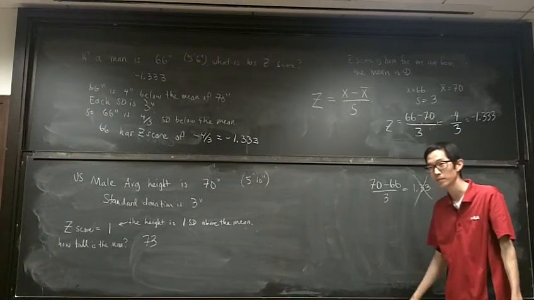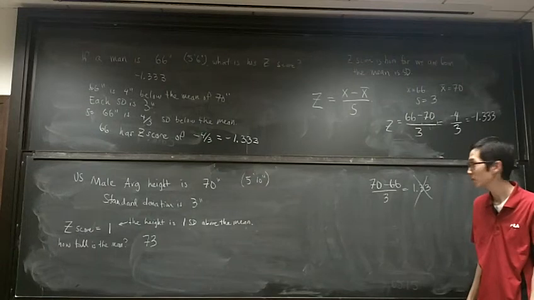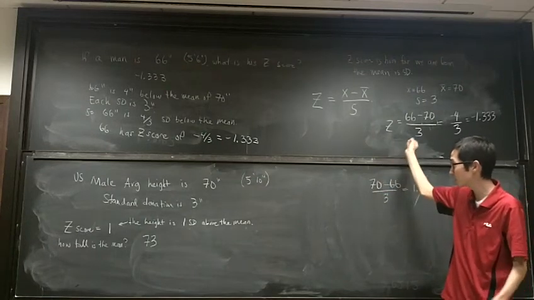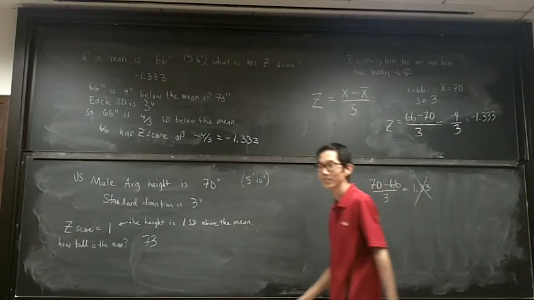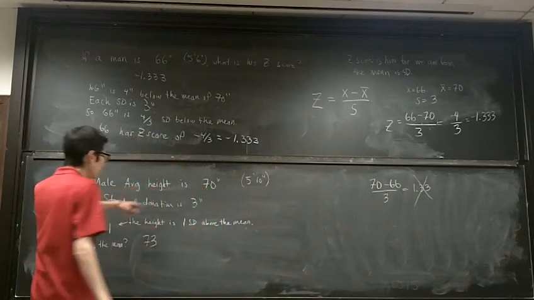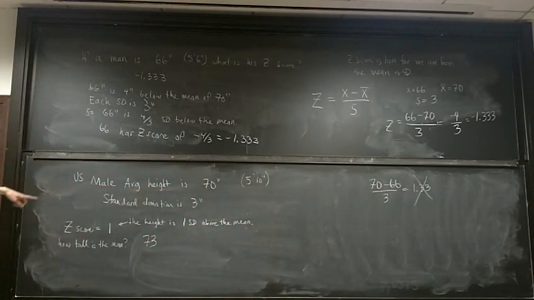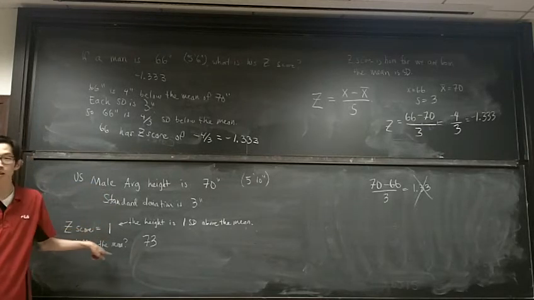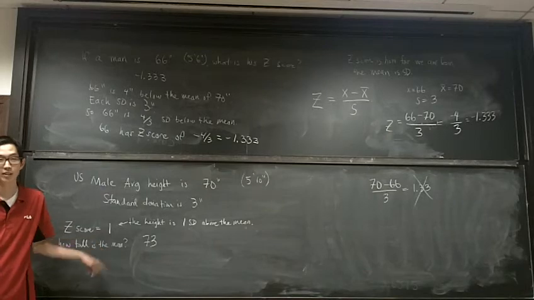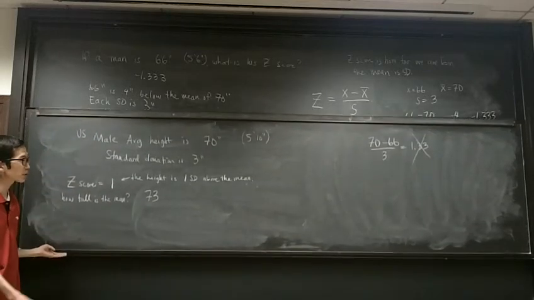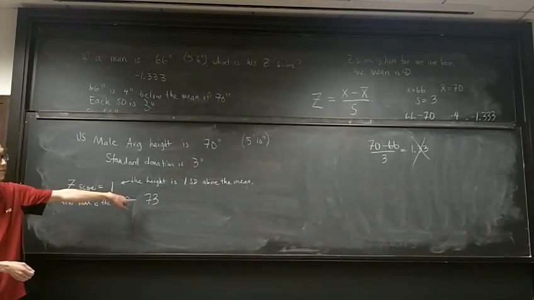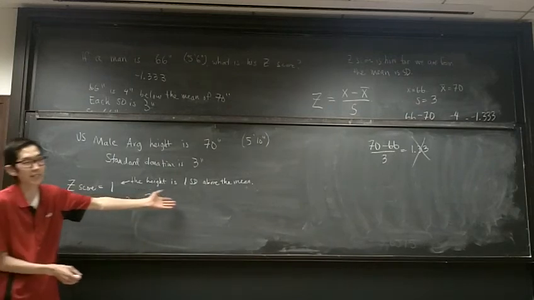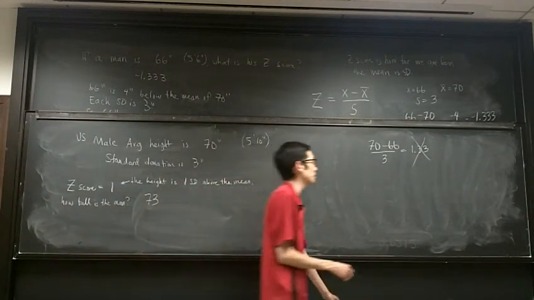Are we ever going to have to solve for x? Yes. And we did already. So sometimes we have to solve for x, right? Over here I said, if the z-score is 1, how tall is the man? Okay? If the z-score is 1, how tall is the man? We solved for x. You didn't even realize it. But we solved for x.